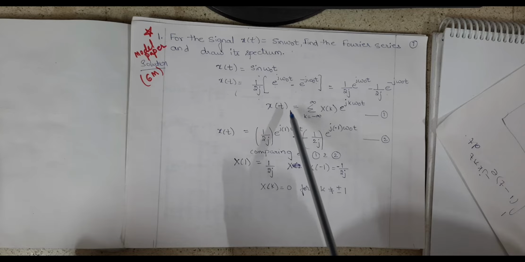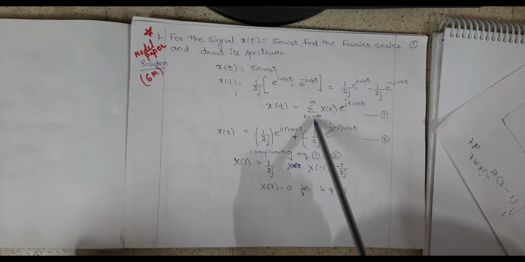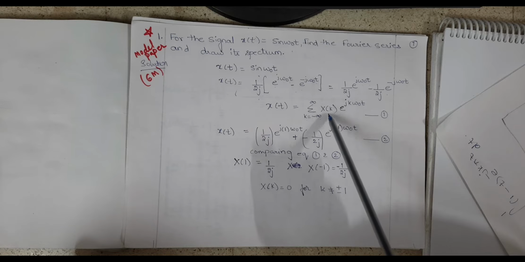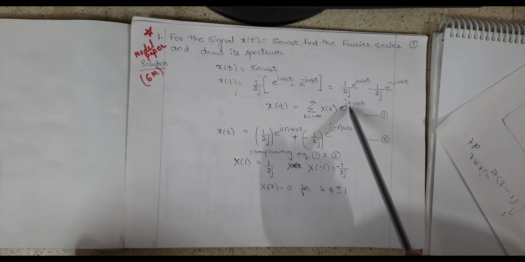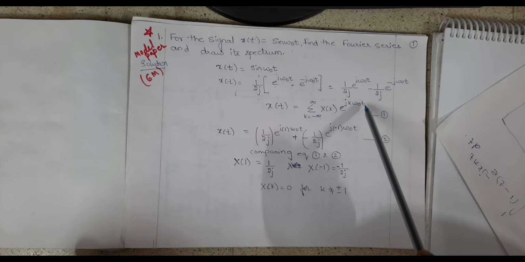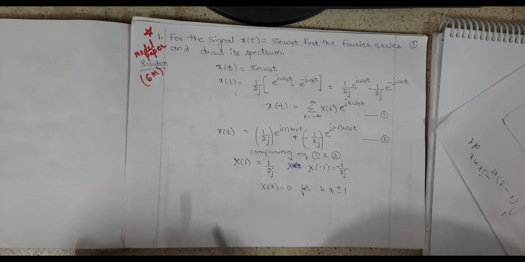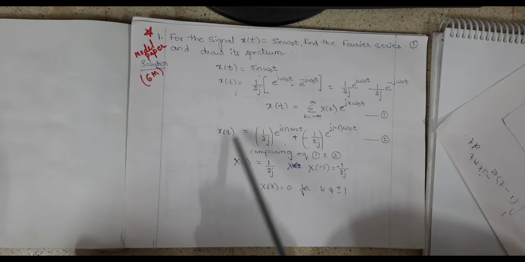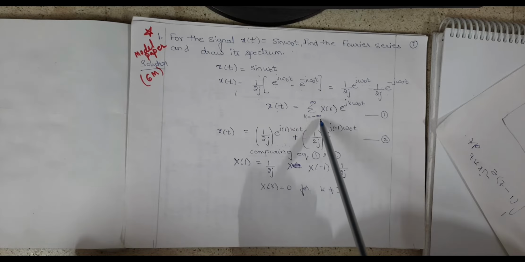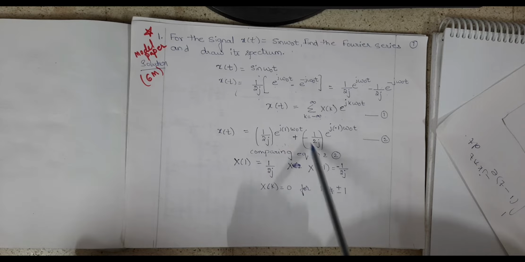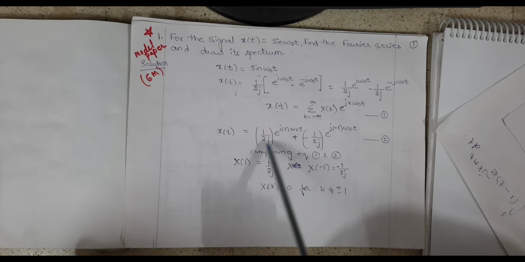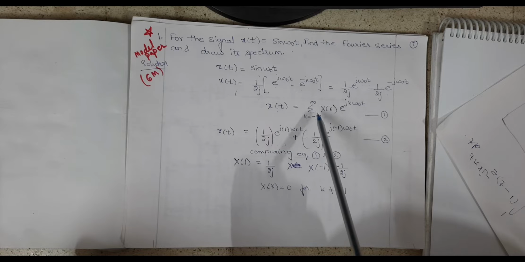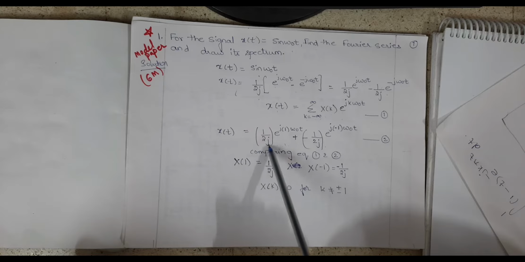Now according to the formula, x of t is equal to sigma k equal to minus infinity to plus infinity x of k e raised to j k omega naught t. Let us call this equation 1, and compare it with this equation. Here x of t, there also x of t. Here you have a summation of terms, and here you have the sum of different terms. Here you have two terms.